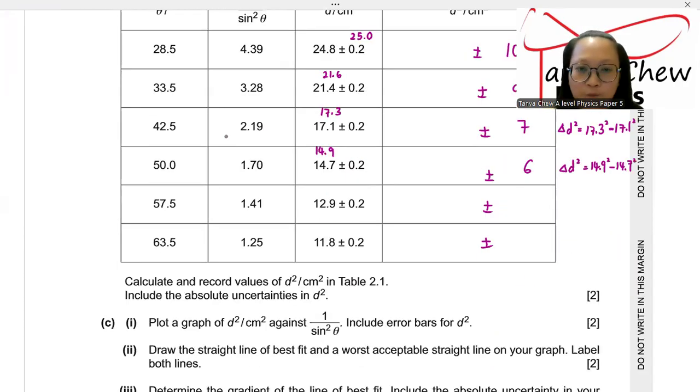The next one, 12.9 plus 0.2, that's 13.1. So delta d squared is 13.1 squared minus 12.9 squared. Round it off to 1 SF, I got 5. And the last one, 11.8 plus 0.2, I got 12. So delta d squared is equal to 12 squared minus 11.8 squared. Round it off to 1 SF, you got 5.